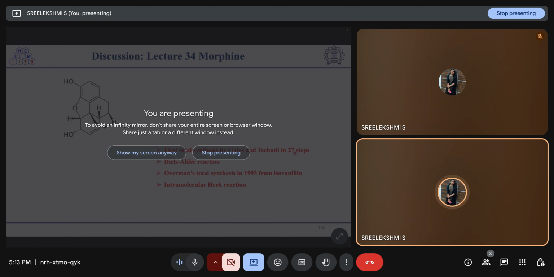Here the key reactions were Oppenauer oxidation and Diels-Alder reaction, and the starting material used was naphthalene-2,6-diol. They completed this total synthesis in 27 steps with 0.001 percent overall yield.